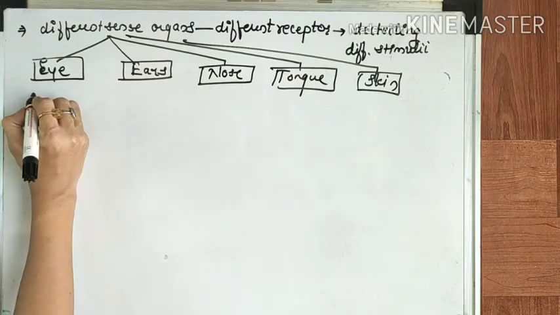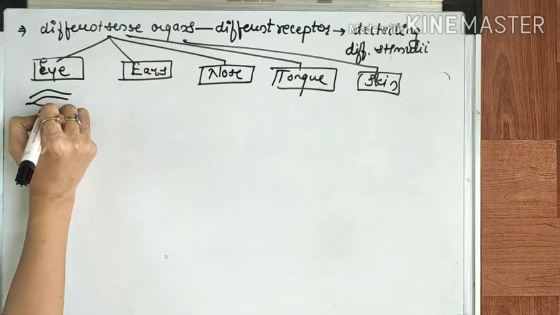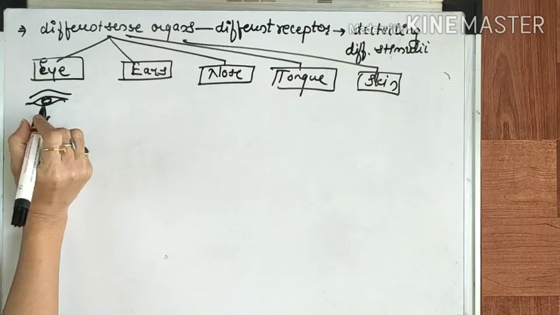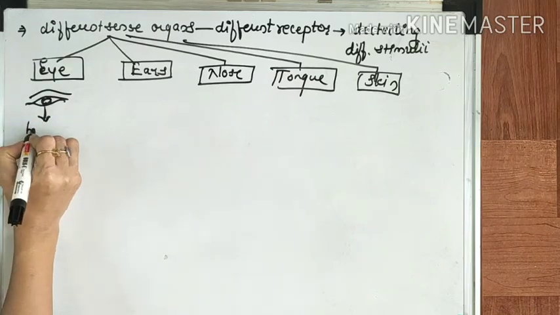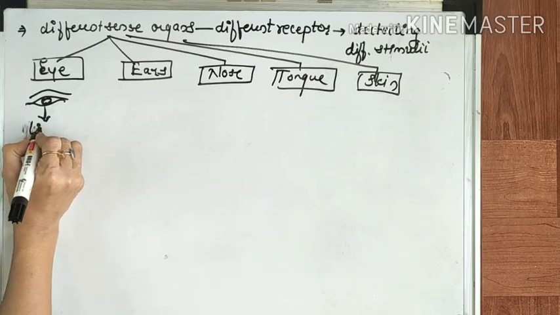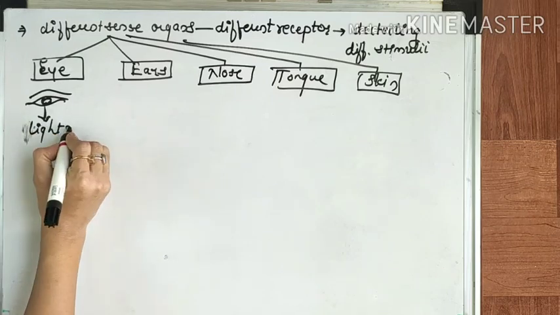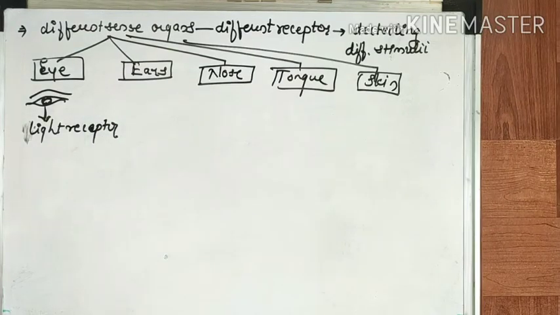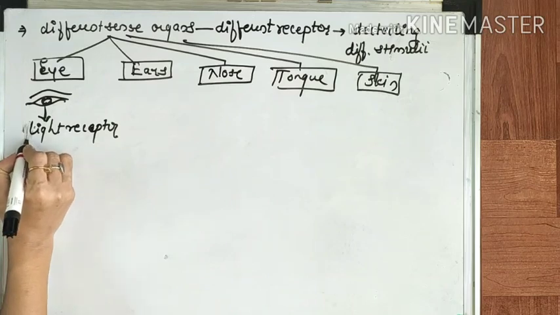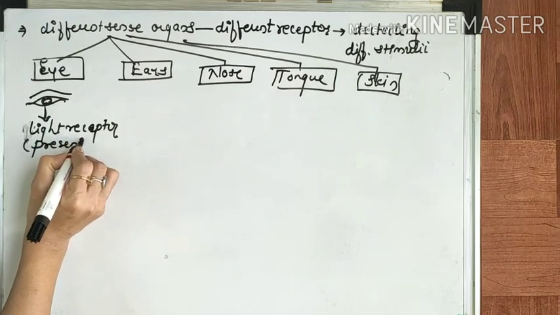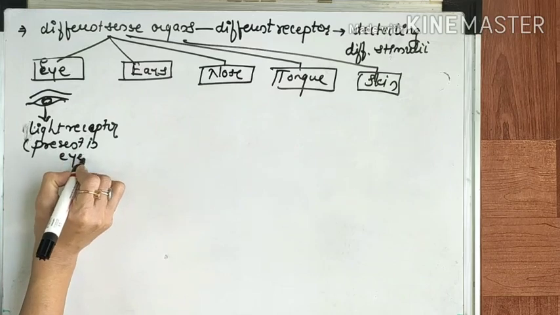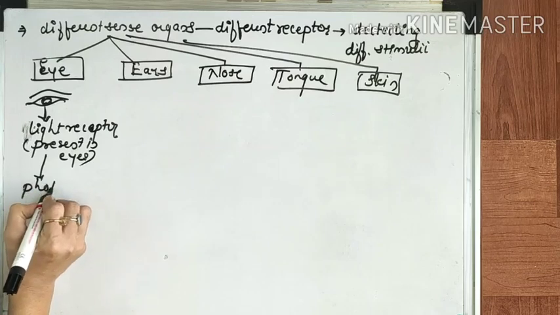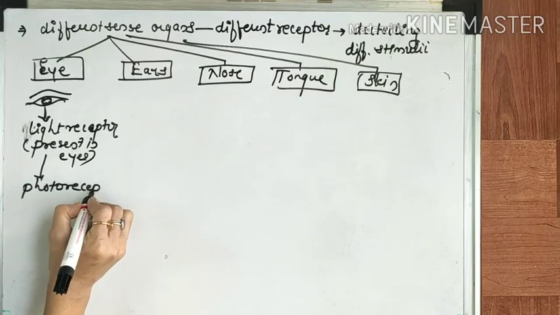Okay, so this eye, you can see this eye. Now what is the speciality of this eye? It has a light receptor. And where is that light receptor present? It is present in the eyes, right? And that receptor is known as the photoreceptor.